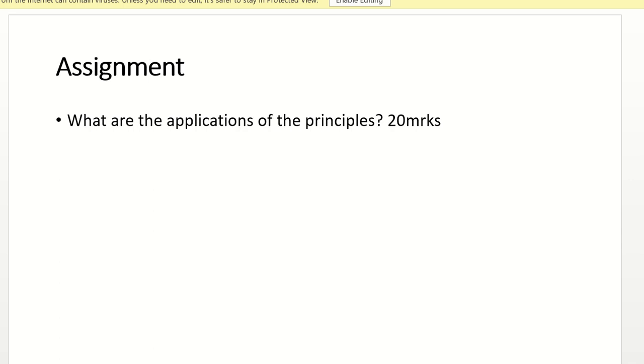So my assignment is: what are the applications of the principles of photography? Those are 20 marks. Ensure by next week you hand over the assignment through the class rep to my office.